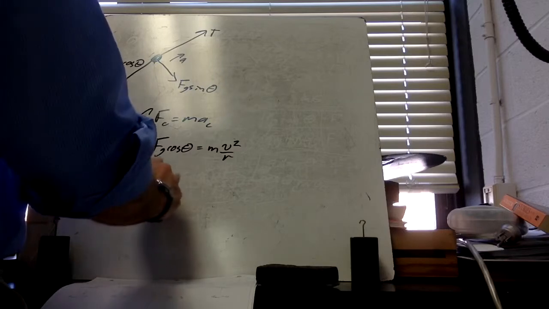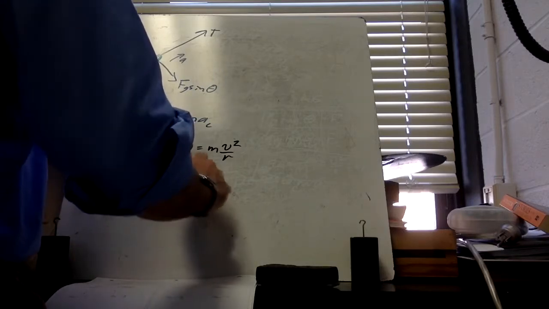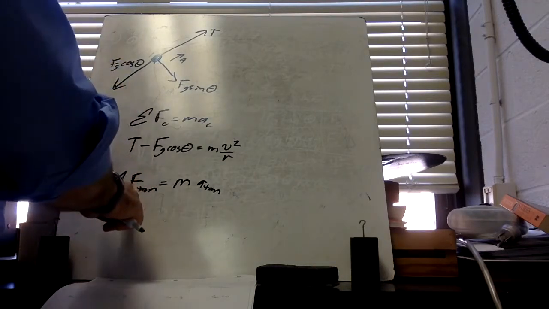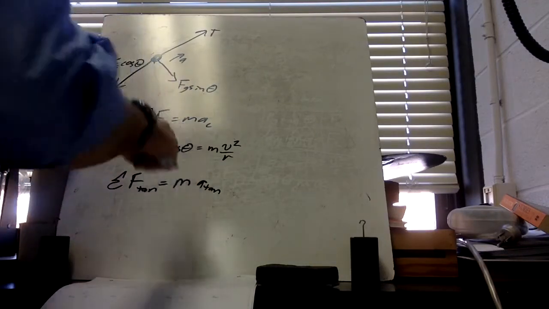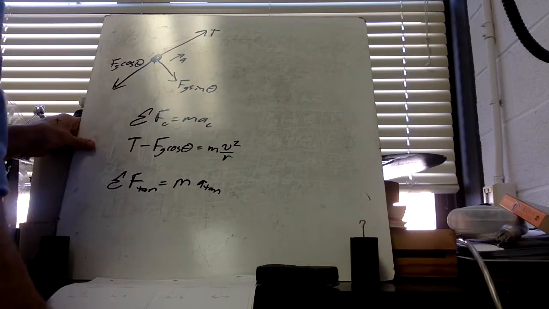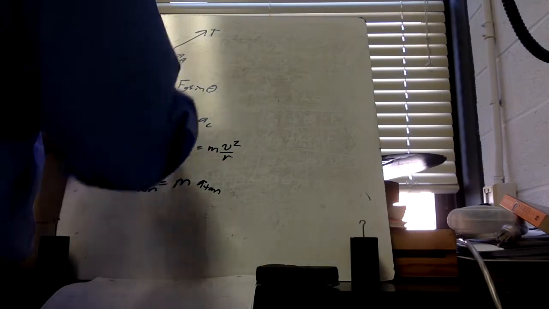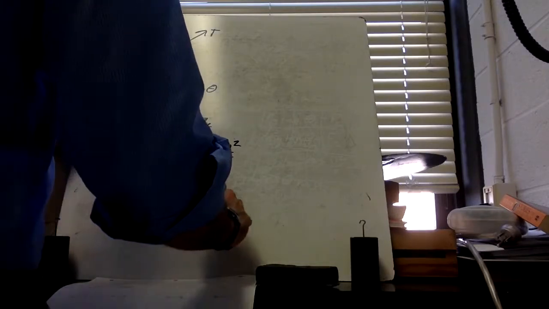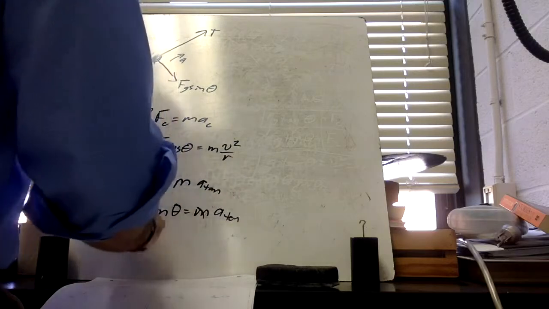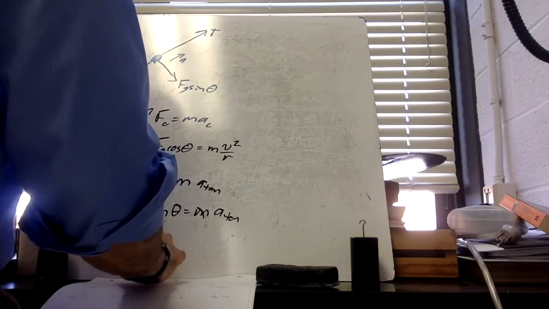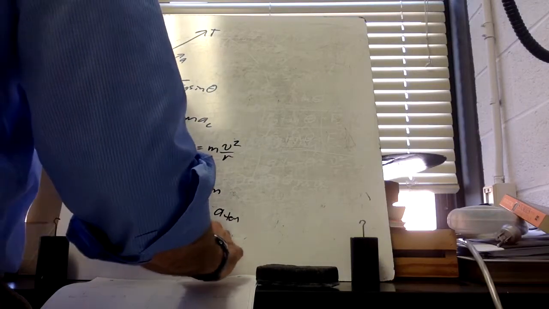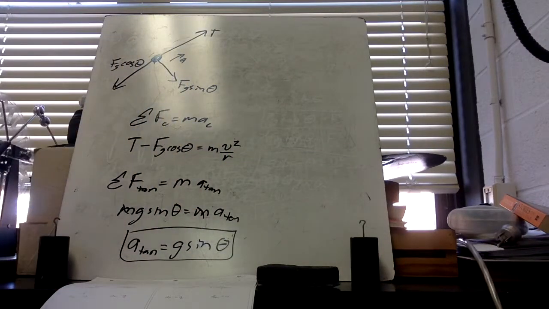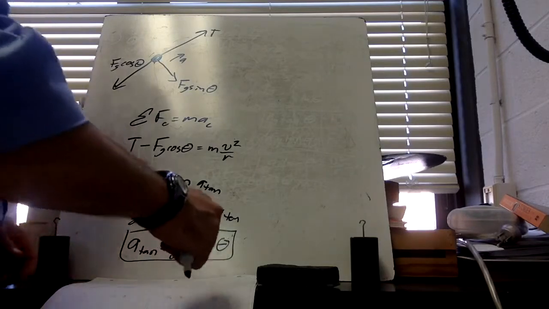Sigma F tangential equals m a tangential. All right, and this is the only force in the tangential direction, right? Fg sine theta. Fg is mg, so mg sine theta equals m a tangential. The m cancels out, so a tangential is just equal to g sine of theta. All right, so now we can take this and apply it.